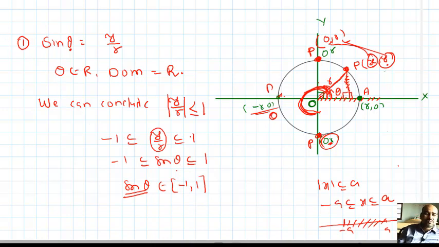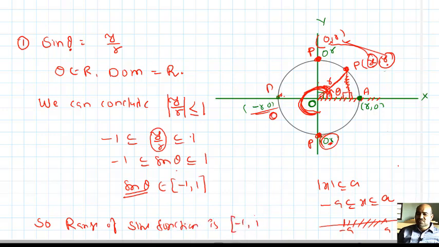Now I want to conclude. So the range of the sin function is closed minus 1 to 1.